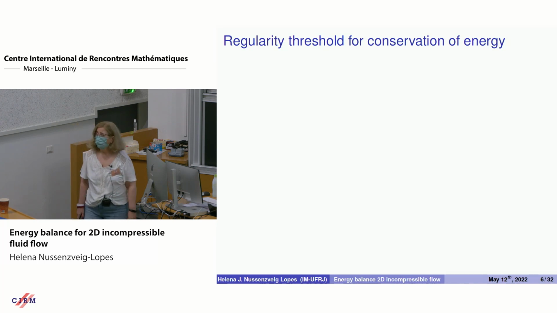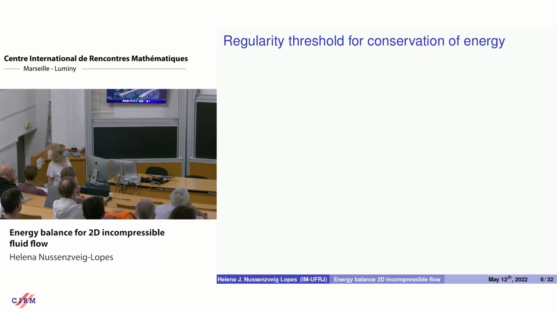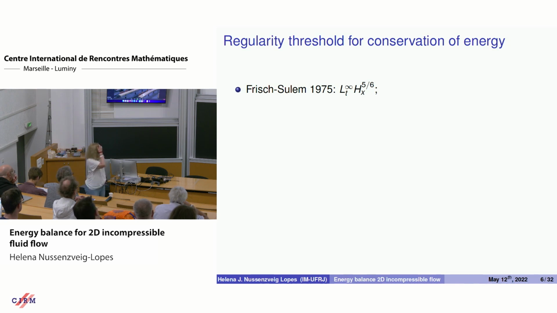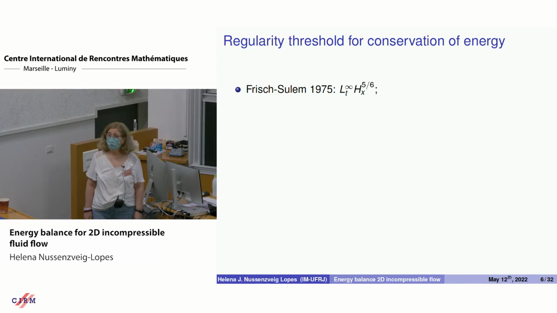On the other side, the rigidity. Okay. The first work is due to Frisch and Sulem from 1975, where they proved that if the velocity is in L infinity H^{5/6}, then kinetic energy is conserved. So this is for Euler.